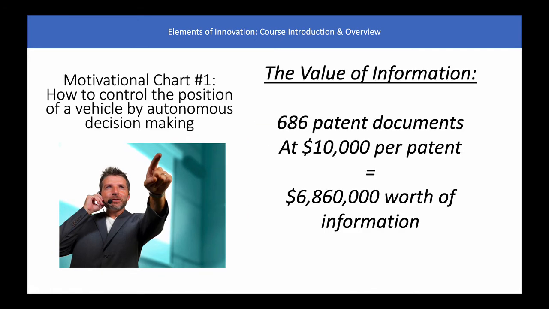Because I'm talking usually to business people at this point in the conversation, I often worry that they'll fall asleep as soon as they hear the word patent. So I have to put dollar signs attached to everything that I do. And here's what I use for my calculation. If a typical patent costs $10,000 for an attorney to file it, just in legal fees, not counting the actual engineering behind it, then we have a total value of these 686 documents of $6.86 million worth of information. So if you're a business person, don't fall asleep.